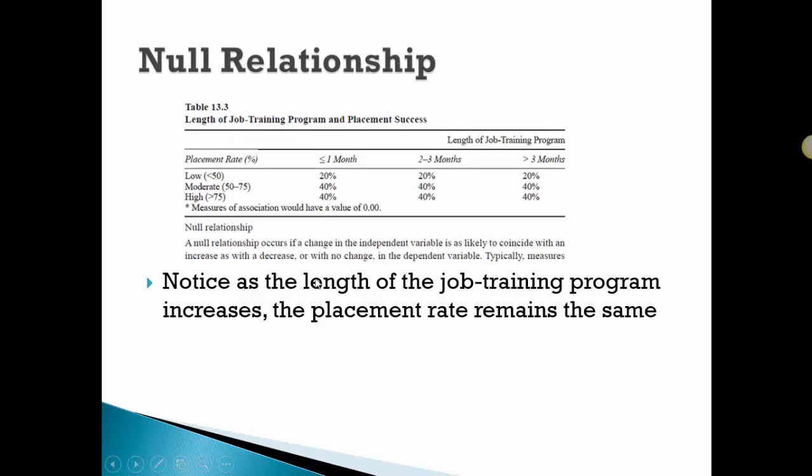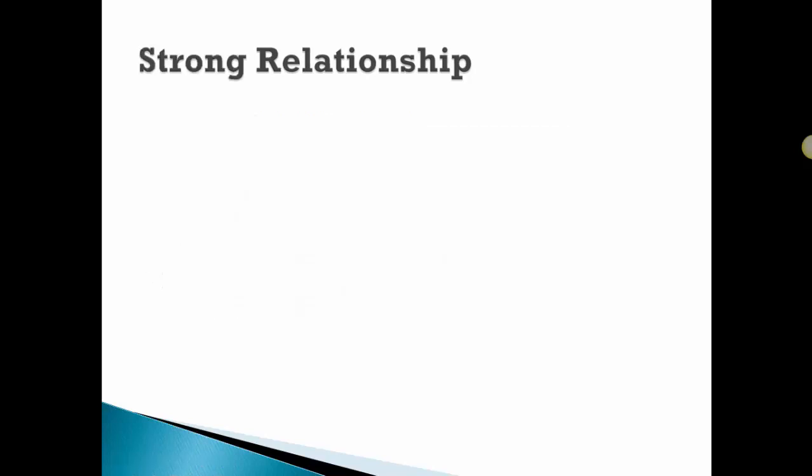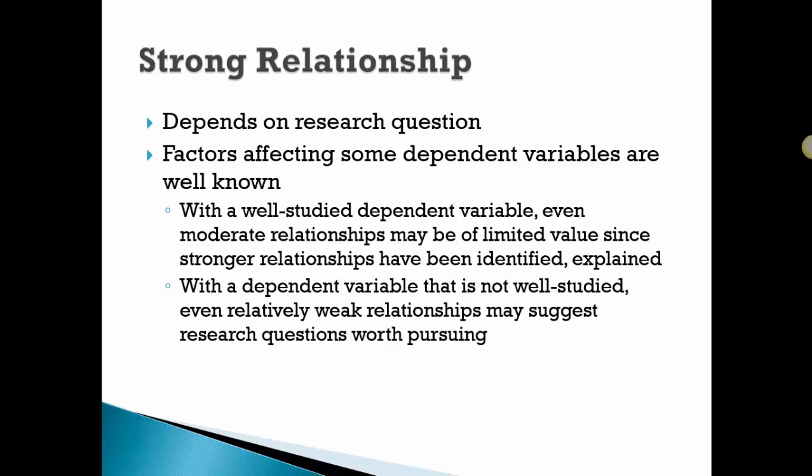And here's a null relationship. Notice as the length of the job training program increases, the placement rate remains the same. We don't see any differences, so there seems to be no association between placement rates and length of the job training program. What counts as a strong relationship will depend on the research question and some factors known to influence dependent variables. Factors affecting some dependent variables are well known. With a well-studied dependent variable, even moderate relationships may be of limited value, since stronger relationships may have already been identified and explained. With a weakly understood dependent variable that is not well studied, even relatively weak relationships could suggest research questions worth pursuing.